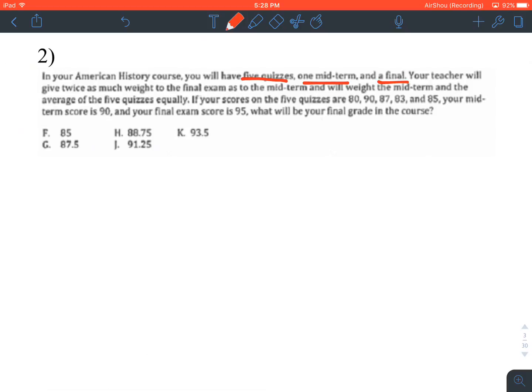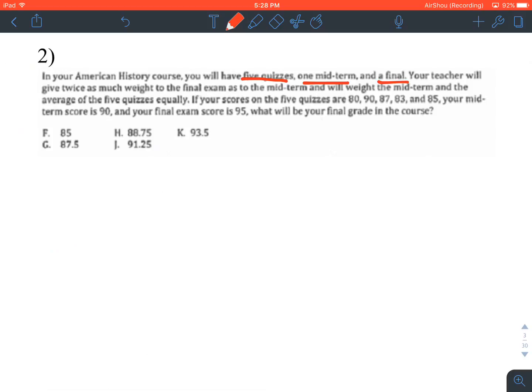So 5 quizzes is going to be equal to 1 of the midterms. And then we are going to weight the final as twice as much. So the final, we're going to count twice. Okay, so here's what that means. That's probably not a great way to write that down. Well, let's finish the question.